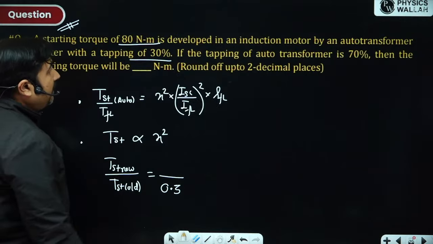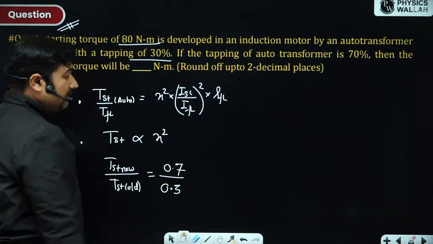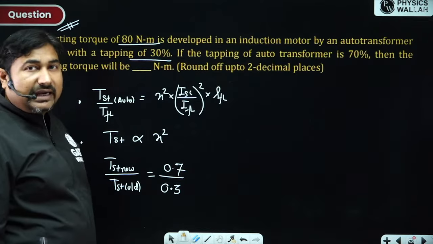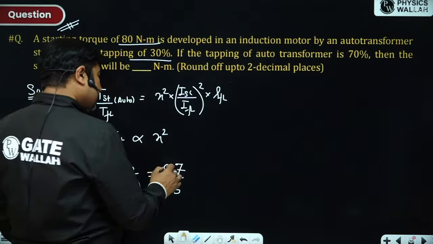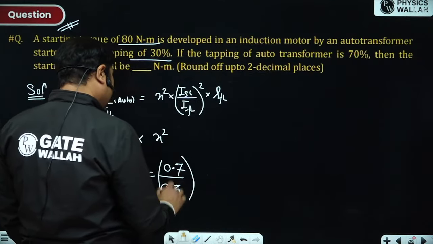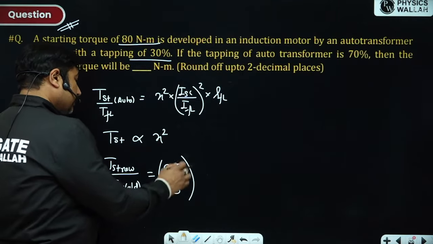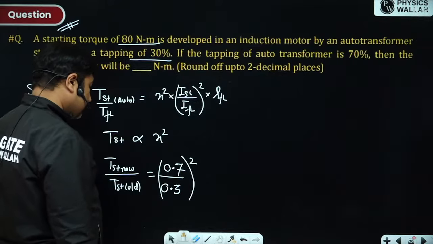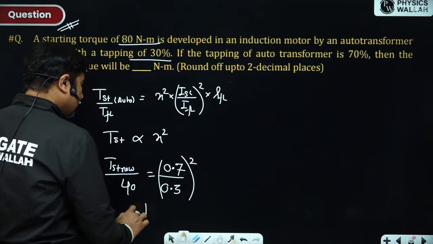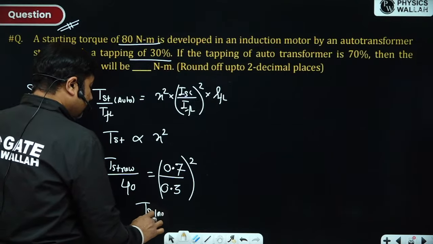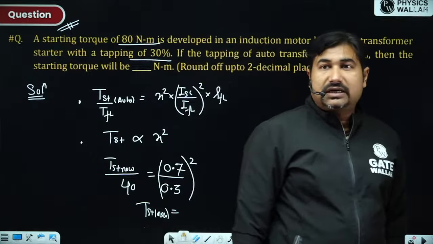If the tapping of auto transformer is now 70%, so 70% of the winding is common now, and previously 30% of the winding was common. So square of this ratio, and the old torque is 80. So can you calculate the new starting torque?